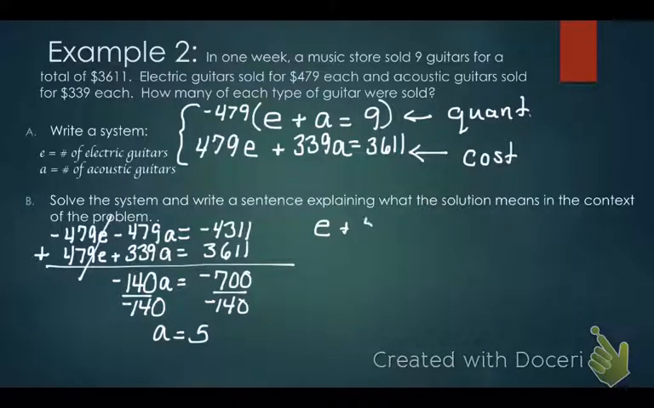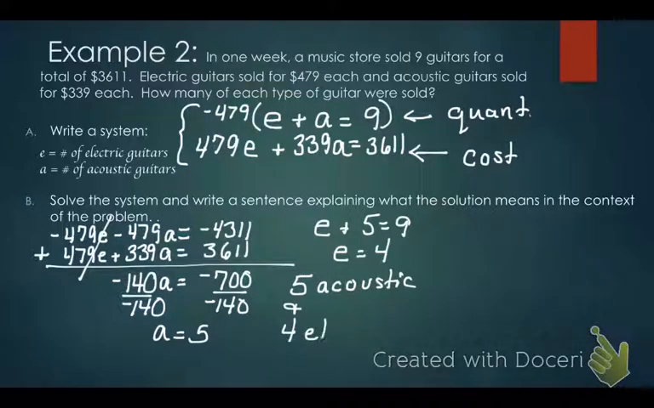It would be e plus 5 equals 9. So subtract 5 from both sides, and I get e equals 4, which tells me that 5 acoustic guitars and 4 electric guitars were sold.